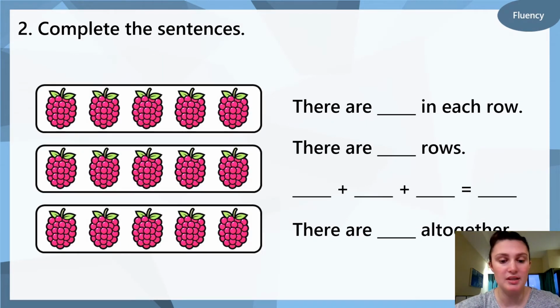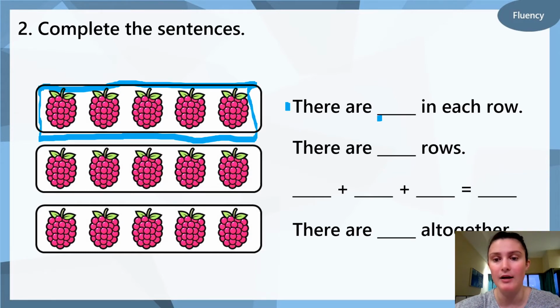Okay, question 2. This time we have some raspberries. They look very, very delicious. What do you think? I'd love some raspberries. Okay, so first we're going to have a look at this part here. There are ___ in each row. So let's have a look at one row and let's count how many raspberries there are. Count the raspberries and write it on the line, nice and neat on your paper for question 2.